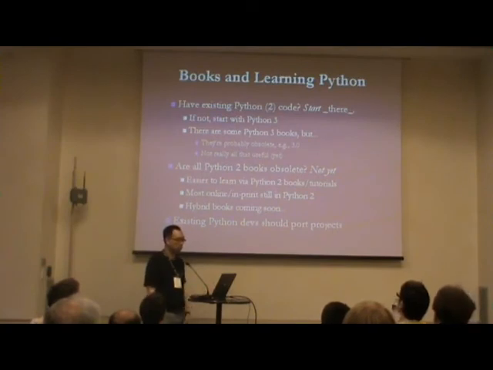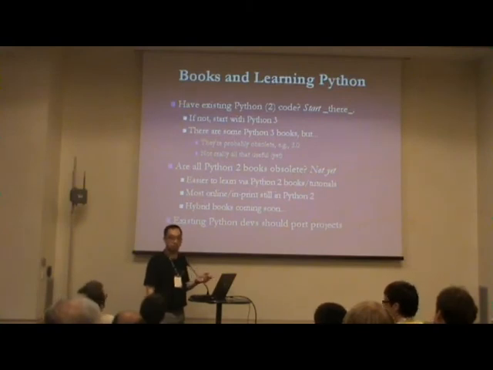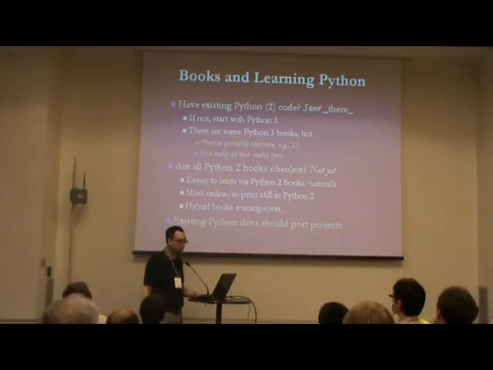There are some Python 3 books, but they're probably obsolete because they're written against 3.0. So you have to be careful. They're not all that useful yet. Are all Python 2 books obsolete? Not yet, because Python 2 is not obsolete yet. It's much easier to learn because there are a lot more Python 2 books and tutorials online.